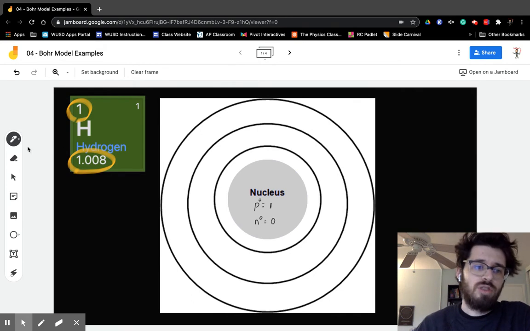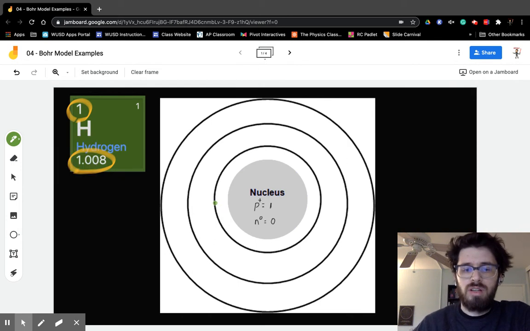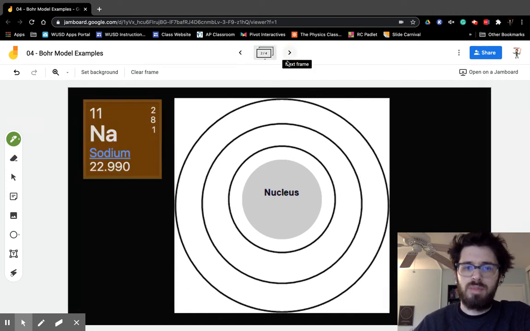And then to draw it, we just have to follow the rules that I provided you guys. So we'll keep with the green theme. Since there's only 1 electron, that 1 electron will go into the first orbital right here. And that's it. That is your Bohr model for the hydrogen atom. Okay. Let's go ahead and move to the next example.